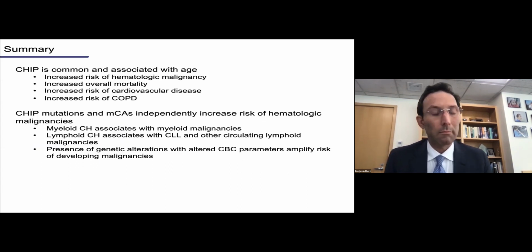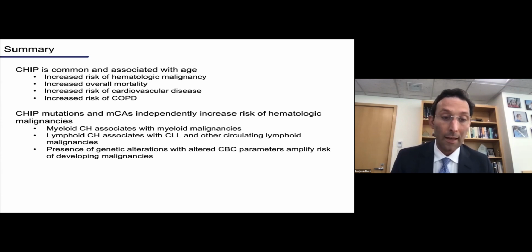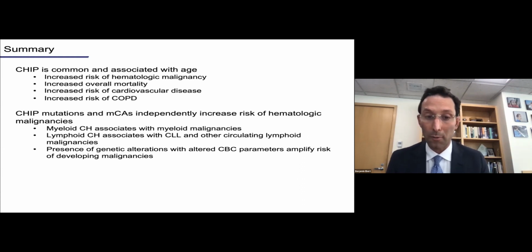So I wanted to tell you here today about how CHIP is common. It's associated with age, increased risk of hematologic malignancy, including MDS and leukemia, increased overall mortality, increased risk of cardiovascular disease, and increased risk of COPD. CHIP mutations and mosaic copy number abnormalities independently increase the risk of hematologic malignancy. Myeloid clonal hematopoiesis, including both CHIP mutations and MCAs, are associated with myeloid malignancies. Lymphoid point mutations and copy number abnormalities are associated with CLL and other circulating lymphoid malignancies.